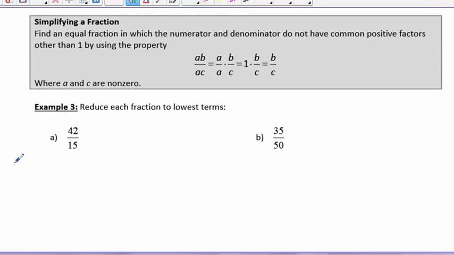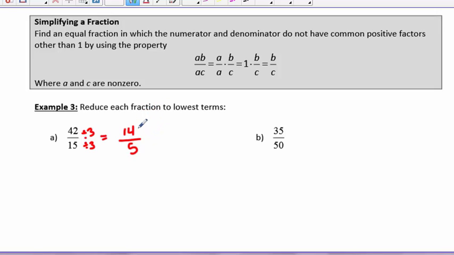Simplifying a fraction. So this is also known as reducing a fraction. So when I reduce a fraction, I want to divide both numerator and denominator by a common factor. So 42 and 15, let's start by dividing them both by 3. Make sure you divide both the numerator and the denominator by the same number. 42 divided by 3 is 14. 15 divided by 3 is 5, 14/5.